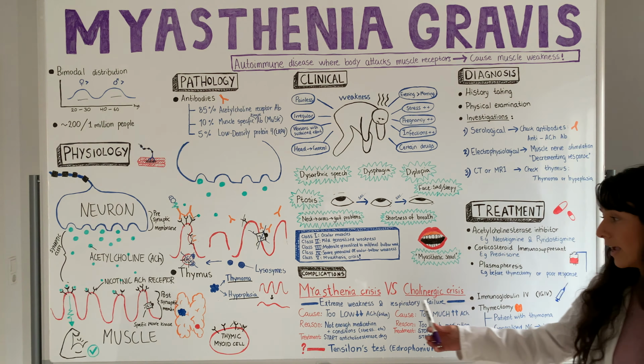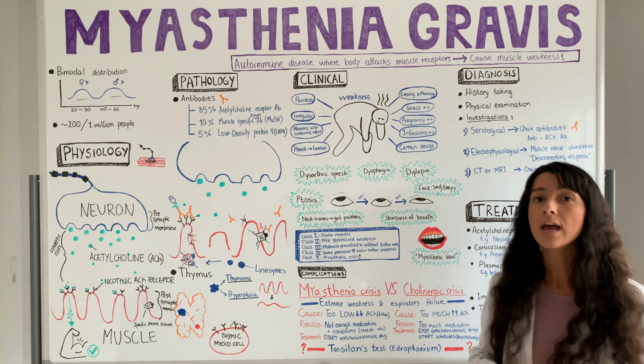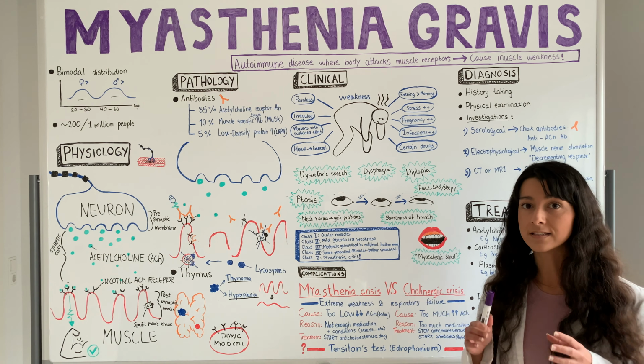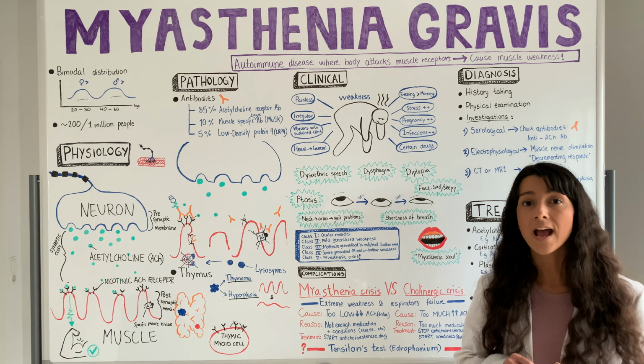So how would we know if we receive a patient? How would you know if the patient has myasthenia crisis or cholinergic crisis if the symptoms are very similar? Well, the answer is Tensilon's test, also called hydrophonium test. And what hydrophonium does is that it goes to the neuromuscular junction and it blocks an enzyme that is called acetylcholinesterase enzyme. Let me draw it for you.